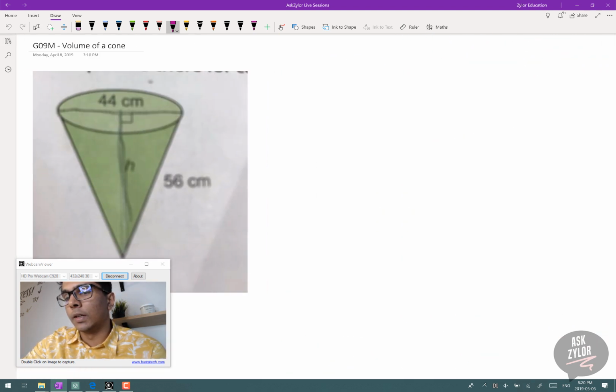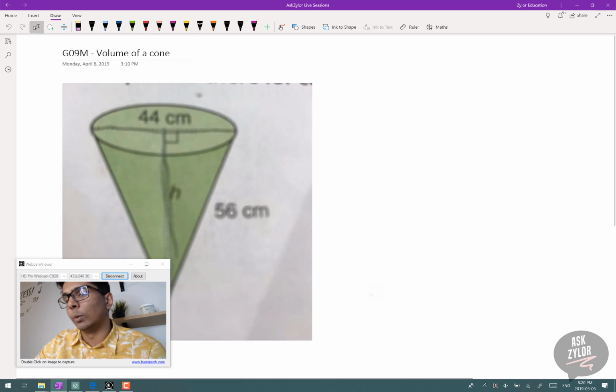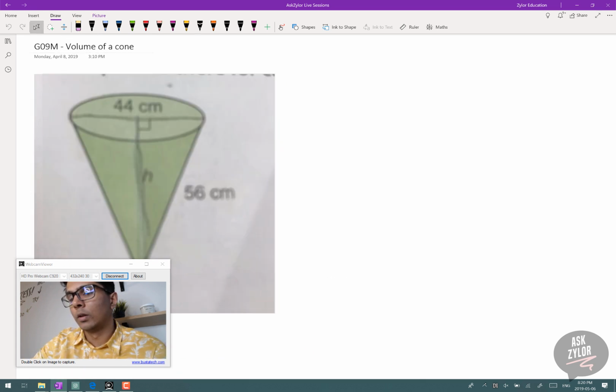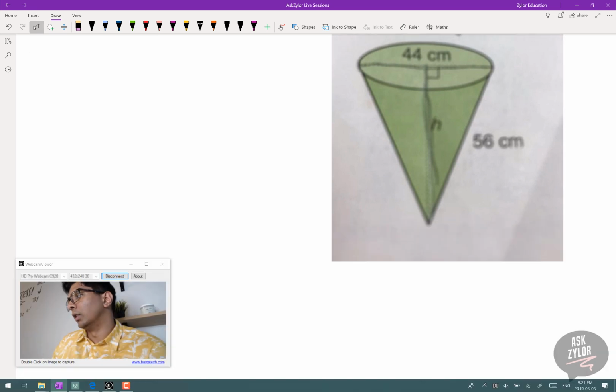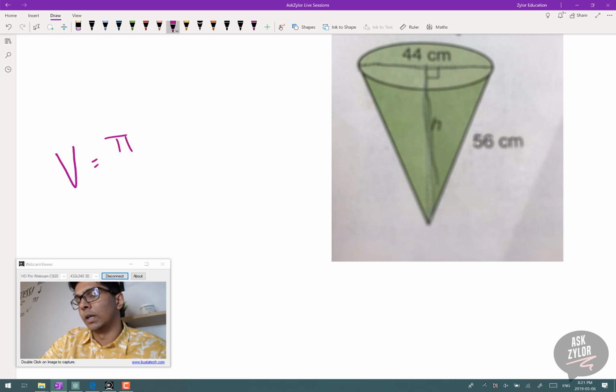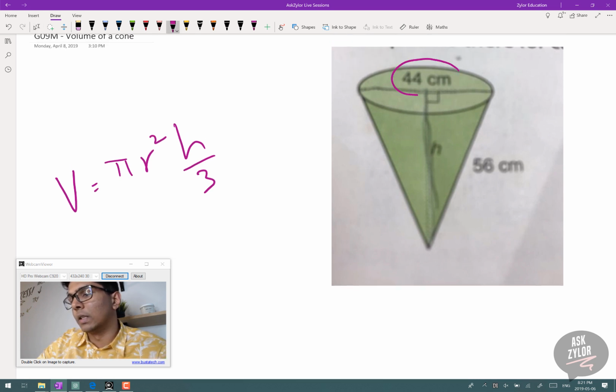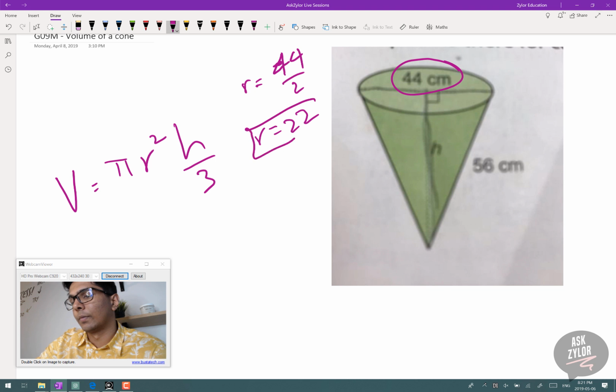So this is a grade 9 math question, so we're dealing with the volume of a cone. We need to know the equation for the volume of the cone in order to solve this. So my equation is pi r squared, height divided by 3. So what's my radius? They've given me the diameter as 44 centimeters. So my radius has to be 44 divided by 2, which ends up being 22. Right? And my height they've given as 56.